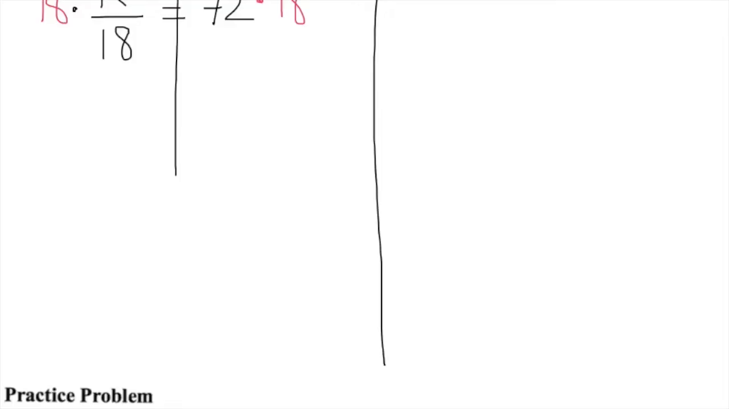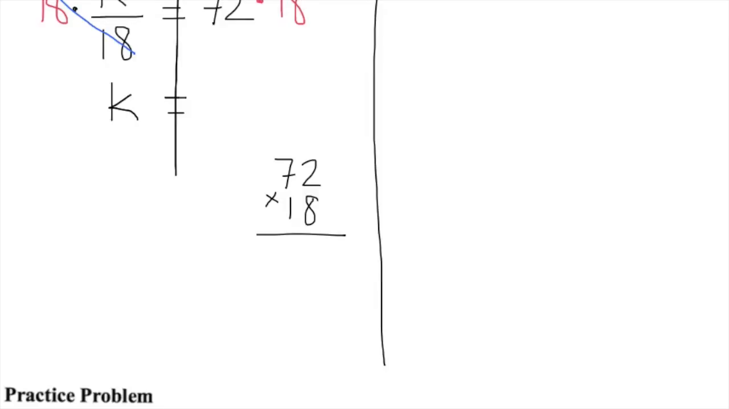18 divided by 18 is 1, and 1k is just k. So those battle out, and what's left on this side is a k. Then 72 times 18. Well, that's going to require a little more than just mental math. So I'm going to go ahead and do that math off to the side so I don't mess up my pretty little work there in the middle.